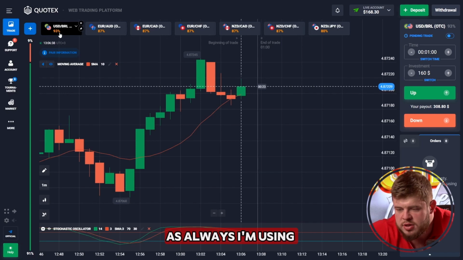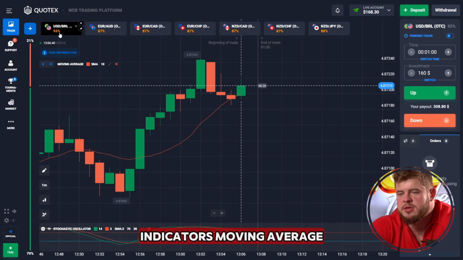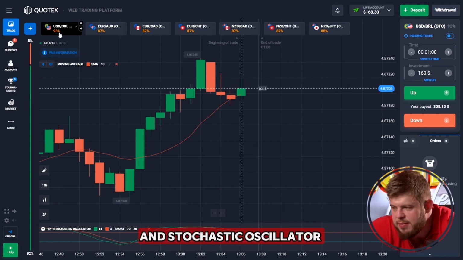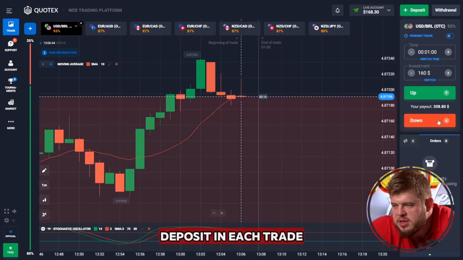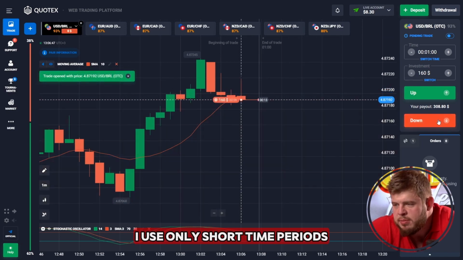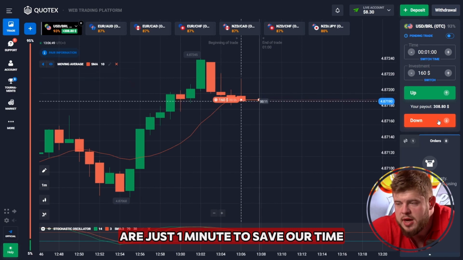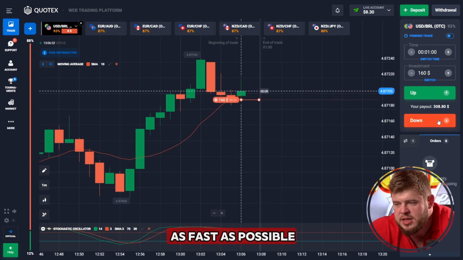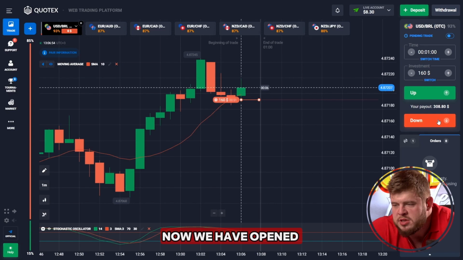As always, I'm using my two favorite indicators, moving average and stochastic oscillator. By the way, I'm investing my whole deposit in each trade. I use only a short time period of just 1 minute to save our time and to enlarge my deposit as fast as possible. Now we have opened the first trade.